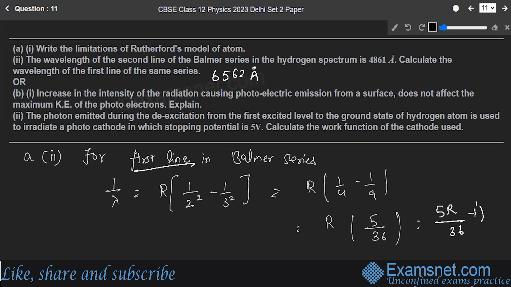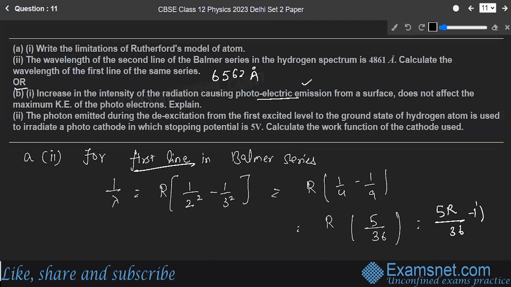So now let's move to the second part of the question, B part. It says increase in the intensity of the radiation causing photoelectric emission from the surface does not affect the maximum kinetic energy of the photoelectrons. You have to explain this.